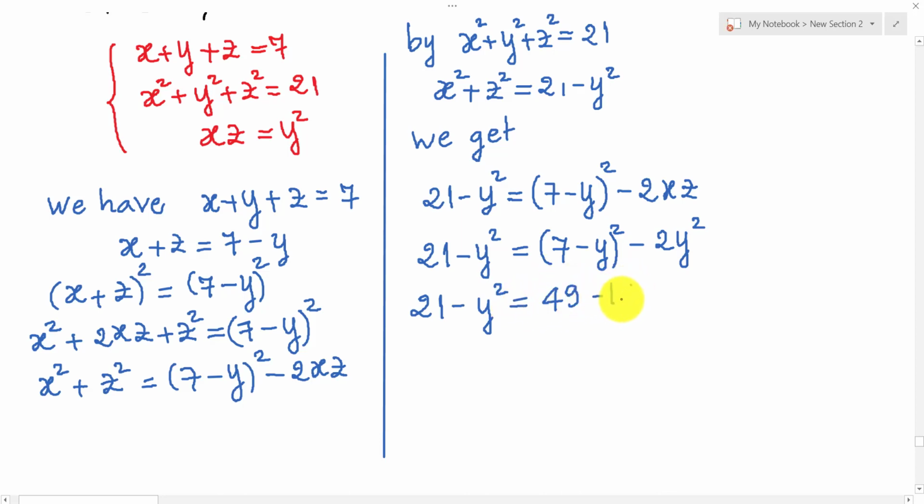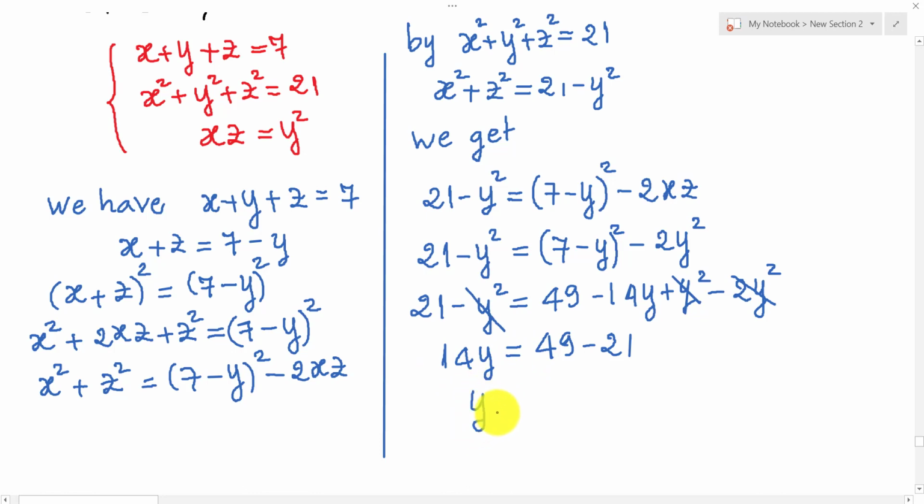So I get 21 minus y squared equals 49 minus 14y plus y squared minus 2y squared. And this minus y squared is simplified with the 2y squared and y squared. And then I move 14y to the left hand side and 21 to the right hand side. So I get 14y equal 49 minus 21. And I divide both sides of this equation by 14.